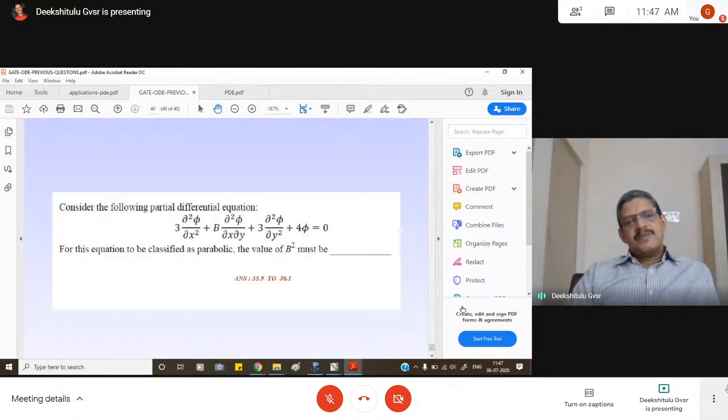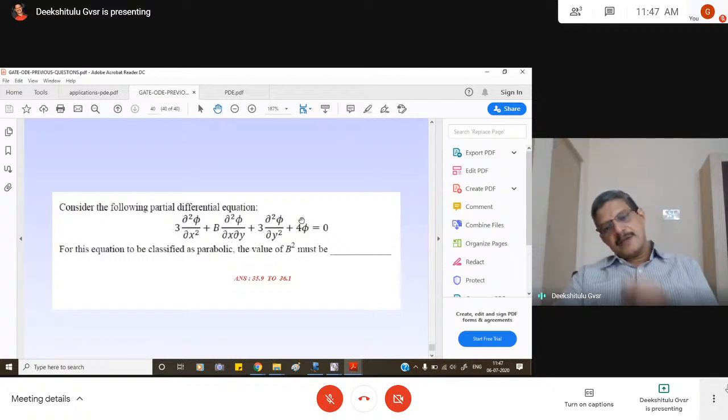For a parabolic equation, b square minus 4ac is equal to 0. Here a is 3, c is 3, so 4ac is 36. So b square must be equal to 36, so b will be between 35.9 and 36.1. Then this becomes a parabolic equation. This type of question we are getting in classification of series.